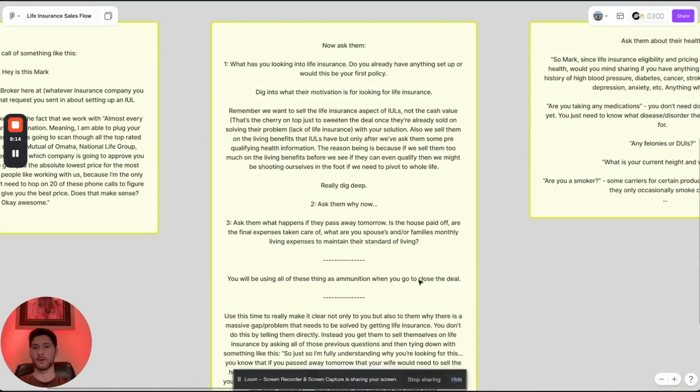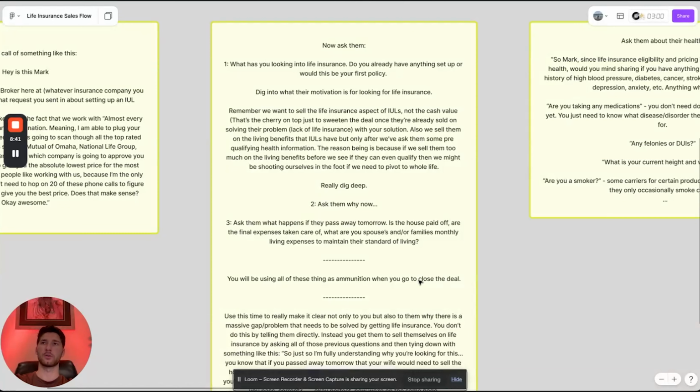You want to make sure that they never have to go through what you just had to go through with your mom, right? Yes, 100%. That's what I'm looking for. That's why you want to ask questions, not for no reason, but to get ammunition that you can use when closing them. Then you ask some questions like, what happens if they pass away tomorrow? Is the house paid off or the final expenses taken care of? What are your spouse's and or your family's monthly living expenses to maintain their standard of living?